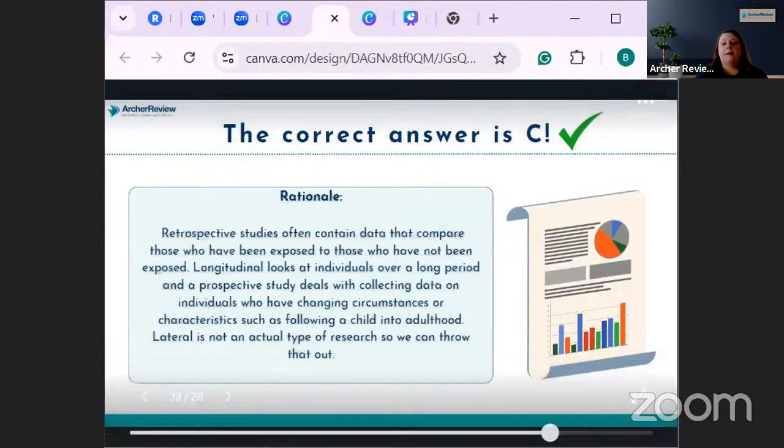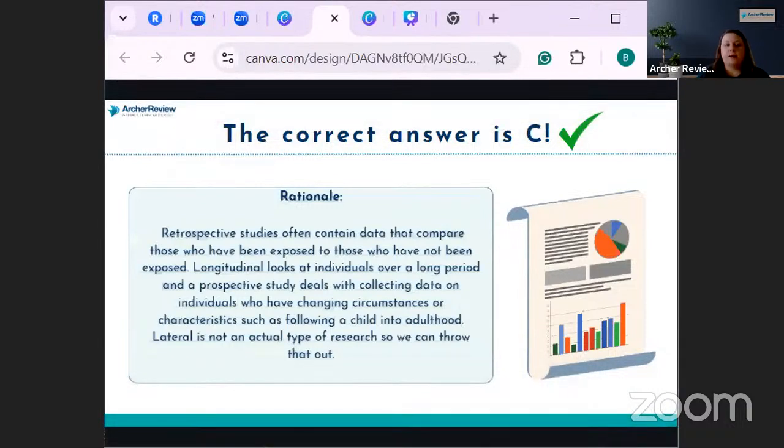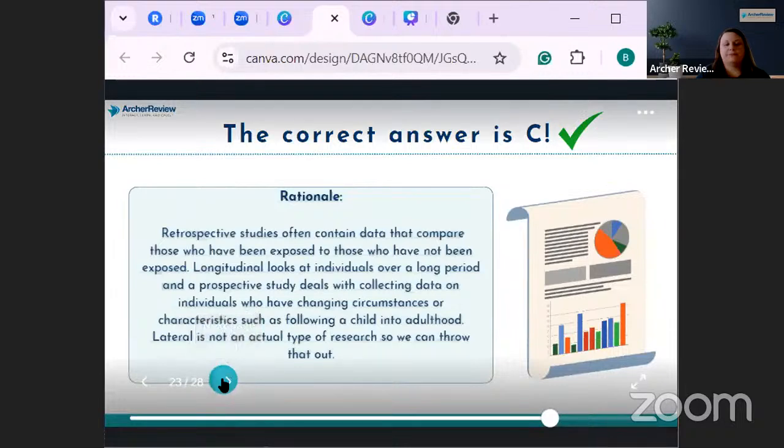So C, retrospective, right? Retrospective studies often contain data that compare those who have been exposed to those who have not been exposed. Again, longitudinal looks at individuals over a longer period of time, and a prospective study deals with collecting data on individuals who have changing circumstances or characteristics, such as following a child into adulthood would be an option. Lateral is not actually a type of research, so that was just thrown in there as a distractor. So don't let the distractors get you.